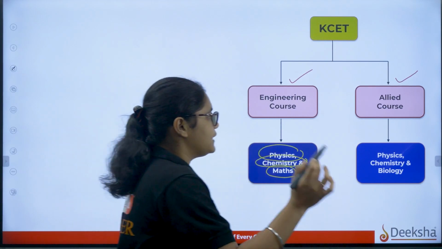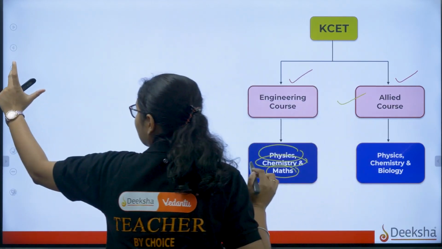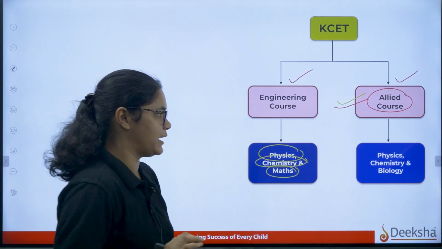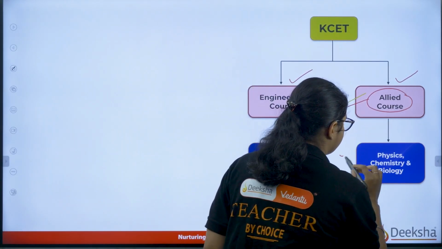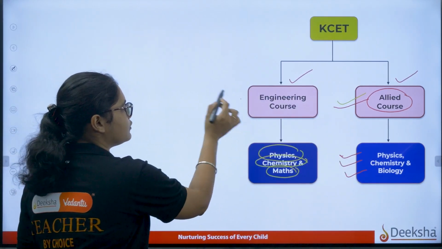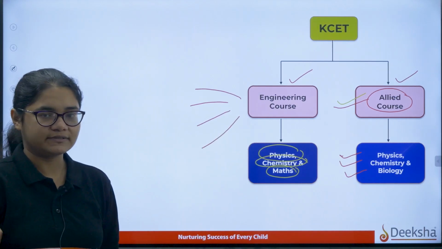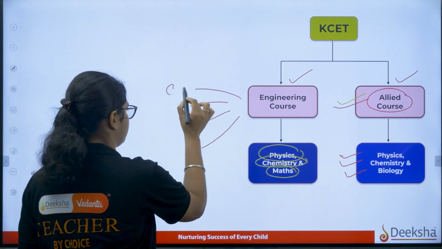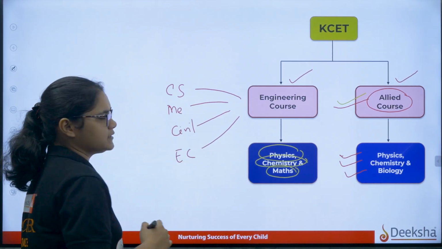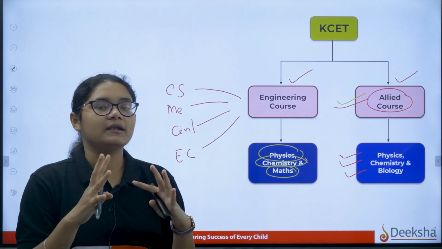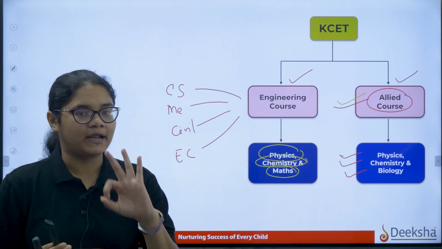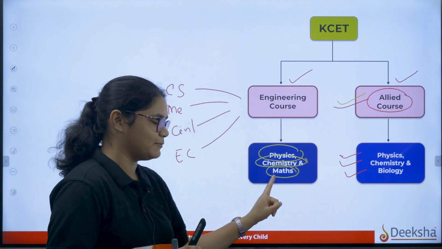Now for allied courses, you have to write exam for physics, chemistry and biology. I hope this is clear. Engineering courses, most of you might be knowing, for example you have computer science, mechanical, civil, electronics and communication. There are n number of branches that come under engineering courses. So if you want to study these engineering courses, in the KCET exam you have to write exam for three important subjects, that is physics, chemistry and maths.